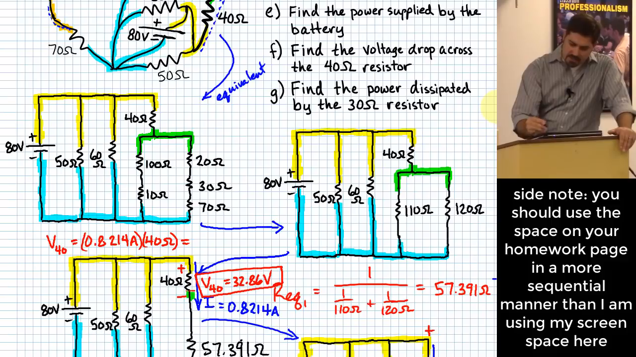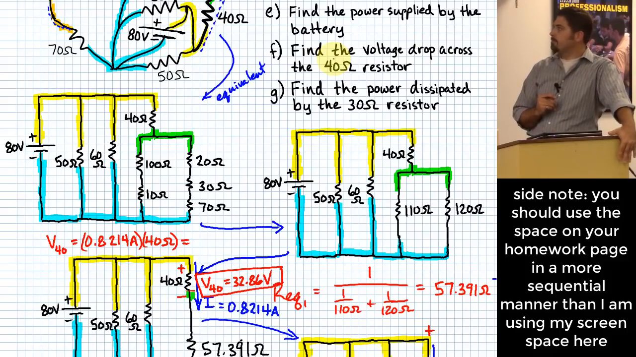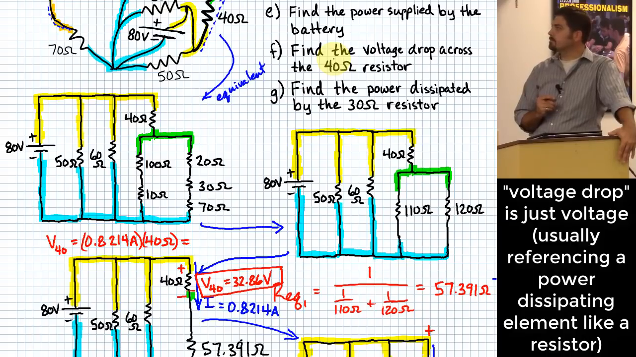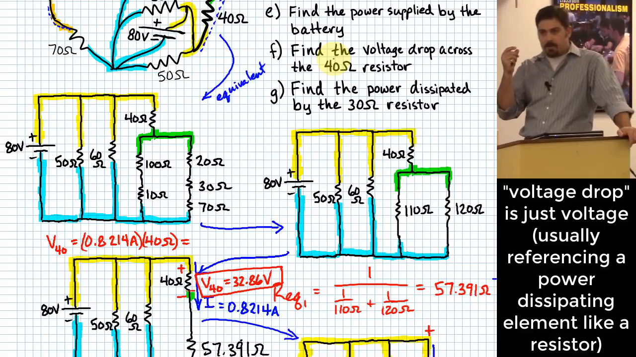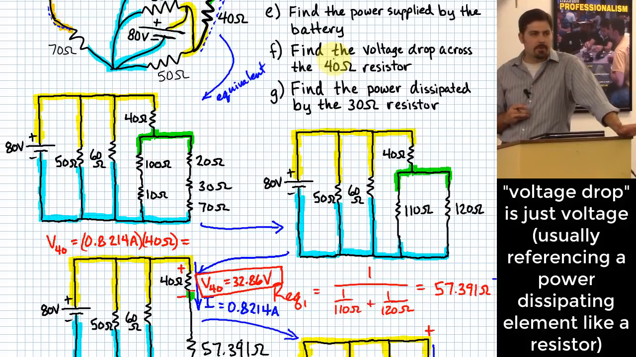All right, so we just figured out the voltage drop across the 40 ohm resistor. Now what do we need to do? The question just asked was, is that the drop, or is the drop actually 80 minus 32.86? Should we subtract that from 80?